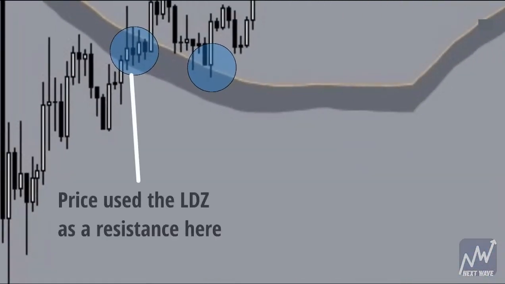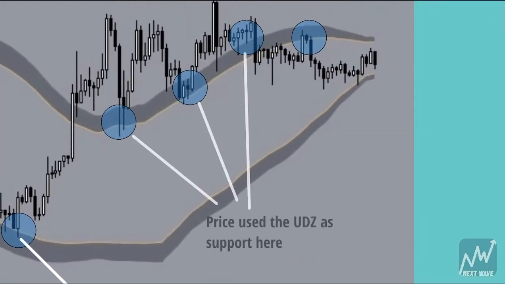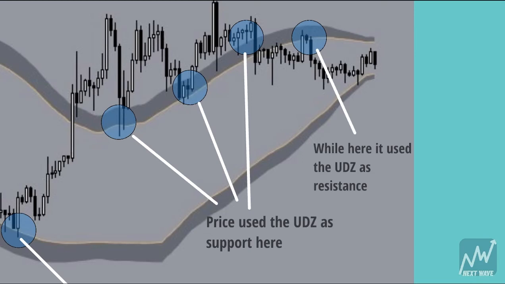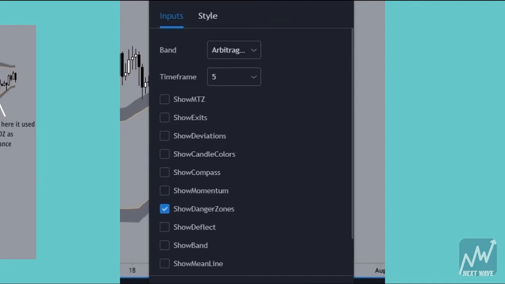Price used the lower danger zone as a resistance here, but then used the lower danger zone as a support before it went bullish here. Price used the upper danger zone as support here, while here it used the upper danger zone as resistance. So that's what I mean by the upper danger zone and lower danger zone can be used as support and resistance, because price does quite often respect it. And under the settings, this is how you toggle your danger zones on and off.